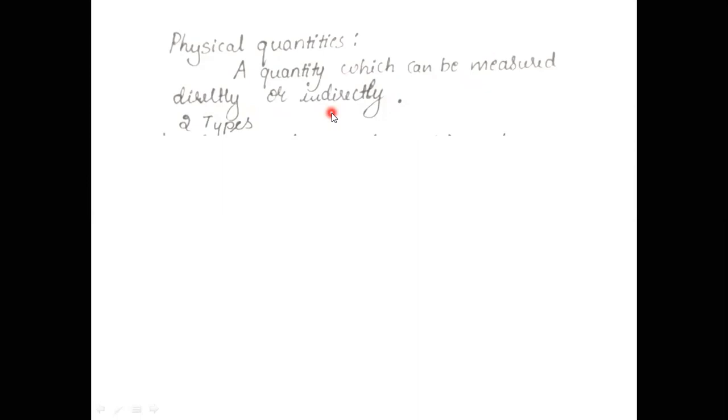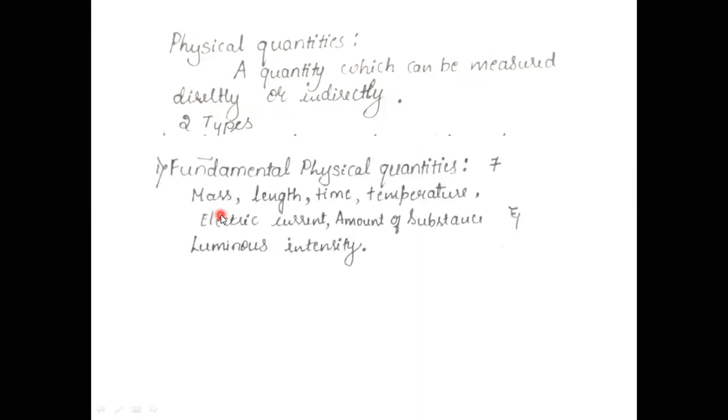There are two types. Okay, that is fundamental physical quantities. There are 7 fundamental physical quantities. So see here: mass, length, time, temperature, electric current, amount of substance, luminous intensity. Okay.